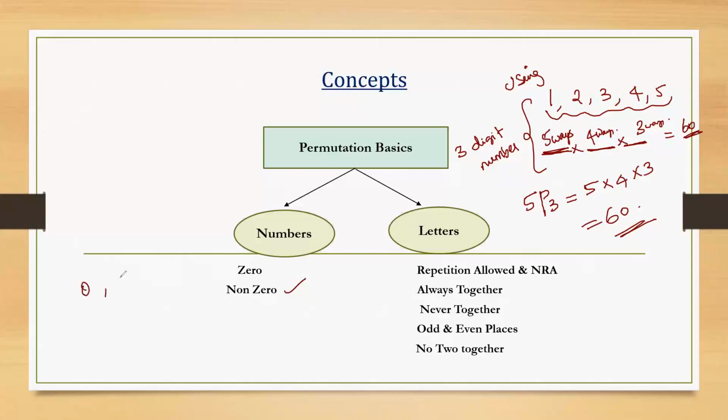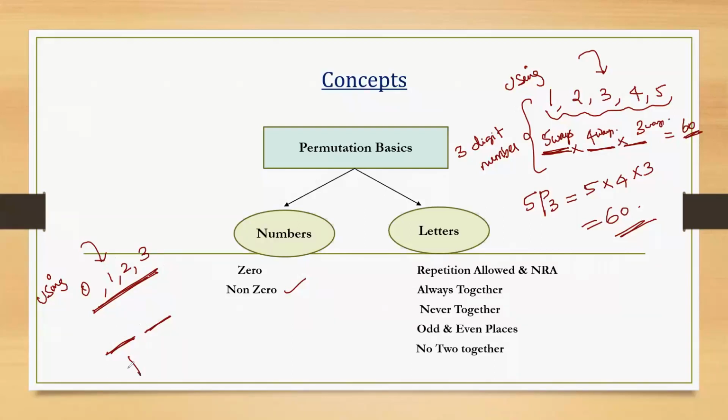Suppose we have 0. How many 2-digit numbers can be formed using the digits 0, 1, 2, 3? Okay, this is actually numbers. We have 2 cases above: one is without 0 and the other is including 0. Now we have 4 digits. Out of 4 digits, you need to form a 2-digit number. In how many ways can we form it?